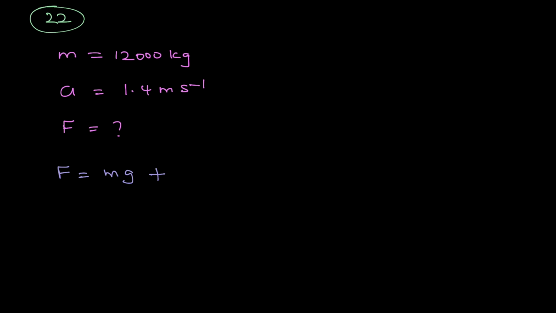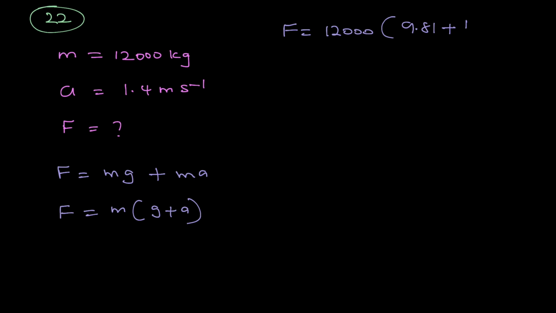Question 22. What is the thrust produced by the rocket motor? We've got the mass, m, is 12,000 kilograms, and we've got acceleration, 1.4 meters per second squared, and we want the force because we're looking for the thrust. Thrust is the force. So F equals mg plus the acceleration that has been applied, ma, and therefore the common factor is m into bracket g plus a.